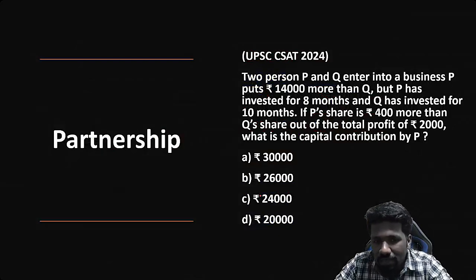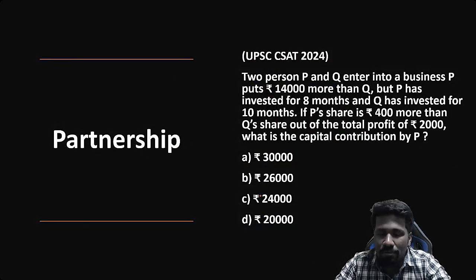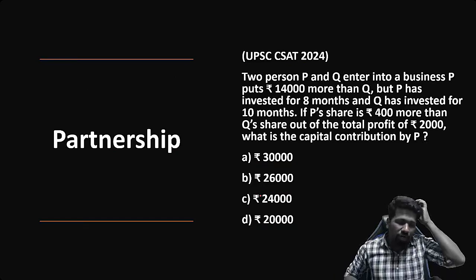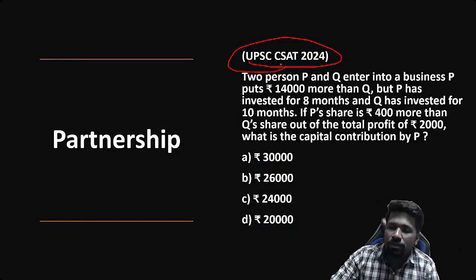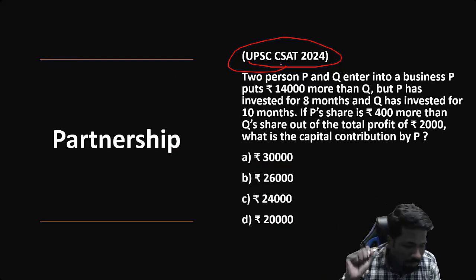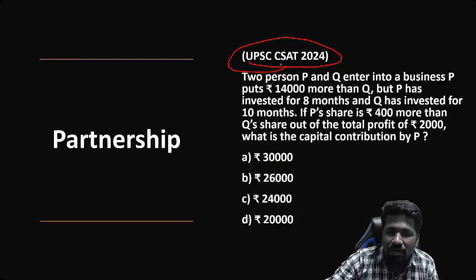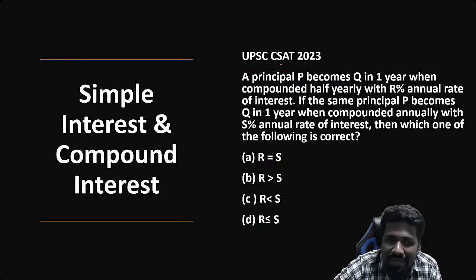So the next topic is another money related problem. Money related problems are called monetary problems. Partnership related problems: in 2024 also there was a question on partnership. That is why we will be discussing this partnership type question separately.